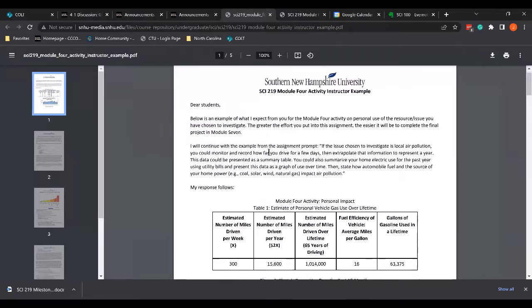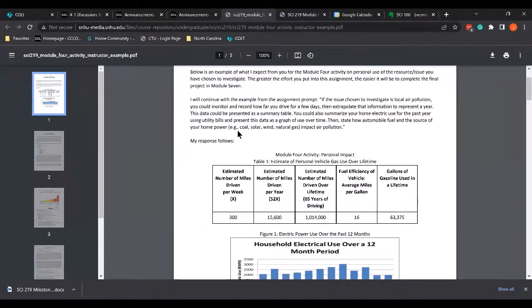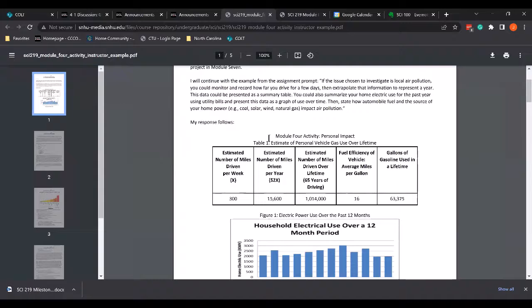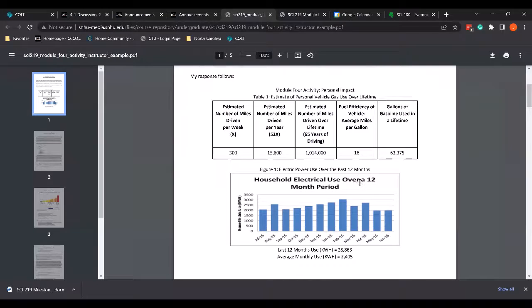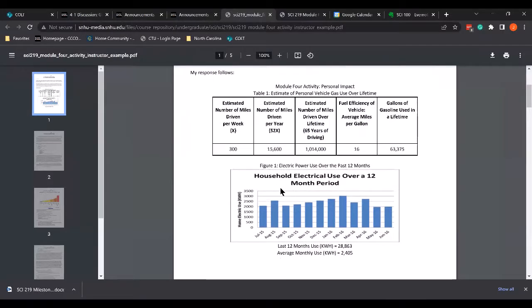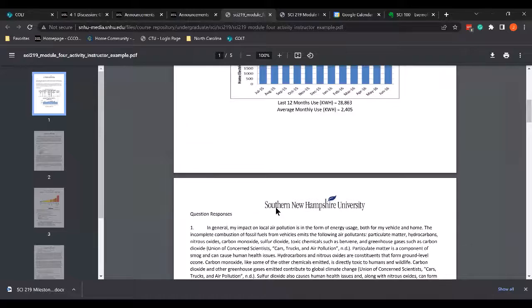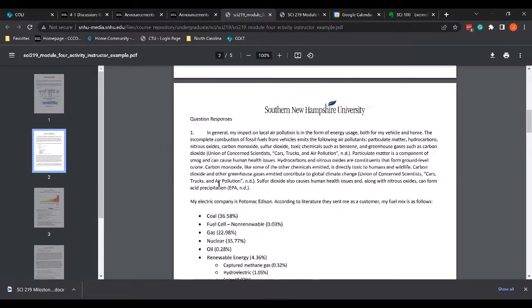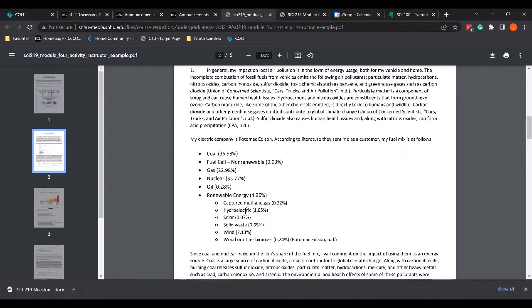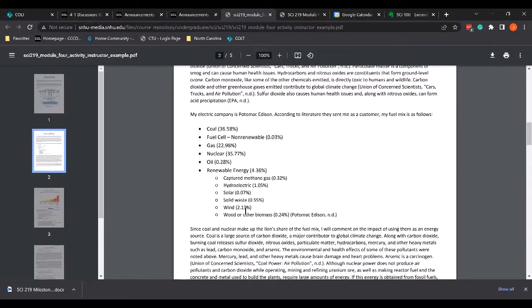So, right, in this paper, they've provided the miles they drove per week. Then they've provided a graph for their electricity use over a 12-month period. They probably got it from their electricity bill. Then, right, here's the responses that they are providing to each question. And you can see this is very in-depth, right?